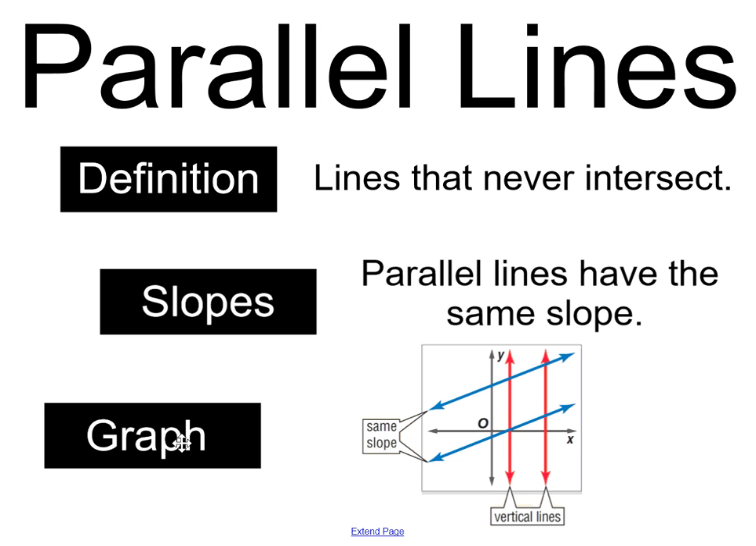Here are two examples of graphs of parallel lines. Our first example is the blue lines right here. So these blue lines would be parallel to each other. Also, we have a different set of parallel lines, which is these red lines right here, and they are parallel to each other. A great way to remember parallel lines is if you notice you have an L right here and an L right there, they make up two parallel lines.